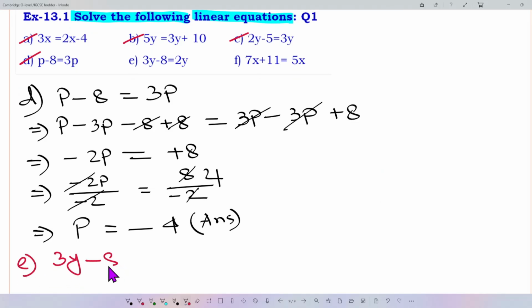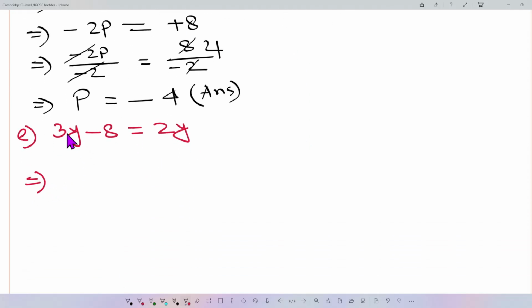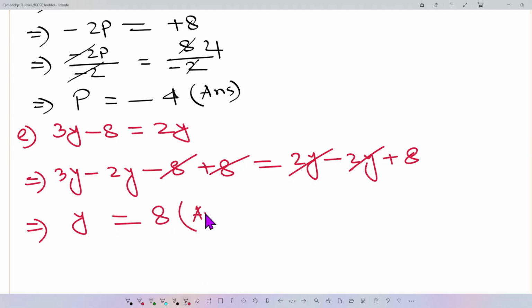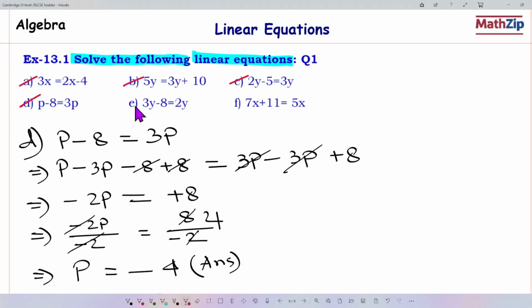Number E. 3y minus 8 equals 2y. So first this is 3y, and this 2y we need, so we can write here minus 2y, and this minus 8 we need out, so minus 8 plus 8. So what is happening here, we will do the same thing. So 2y and minus 2y, and here is plus 8. Now 3y minus 2y will be y, minus 8 plus 8 cancels out, 2y minus 2y cancels out, and the final answer is 8. Very simple. So number E done.